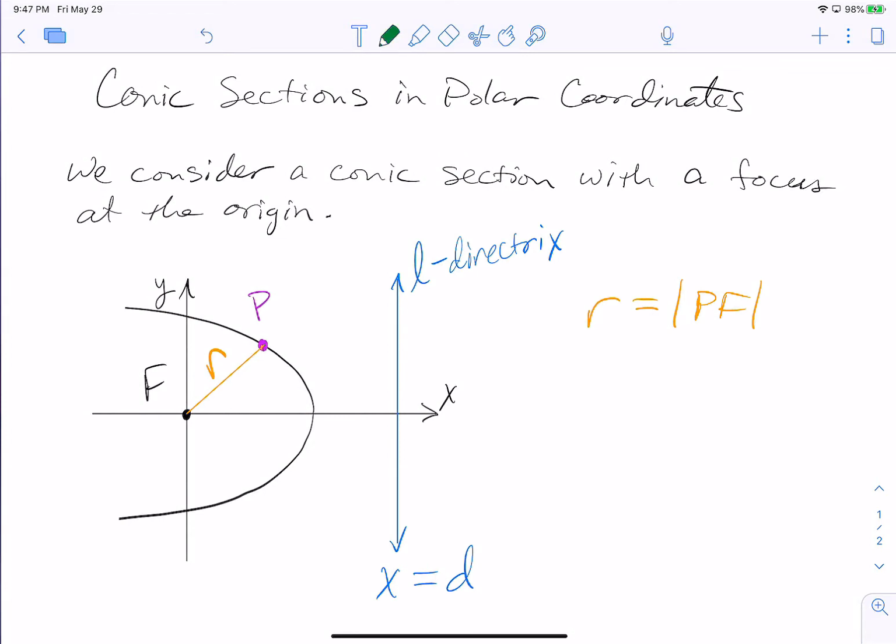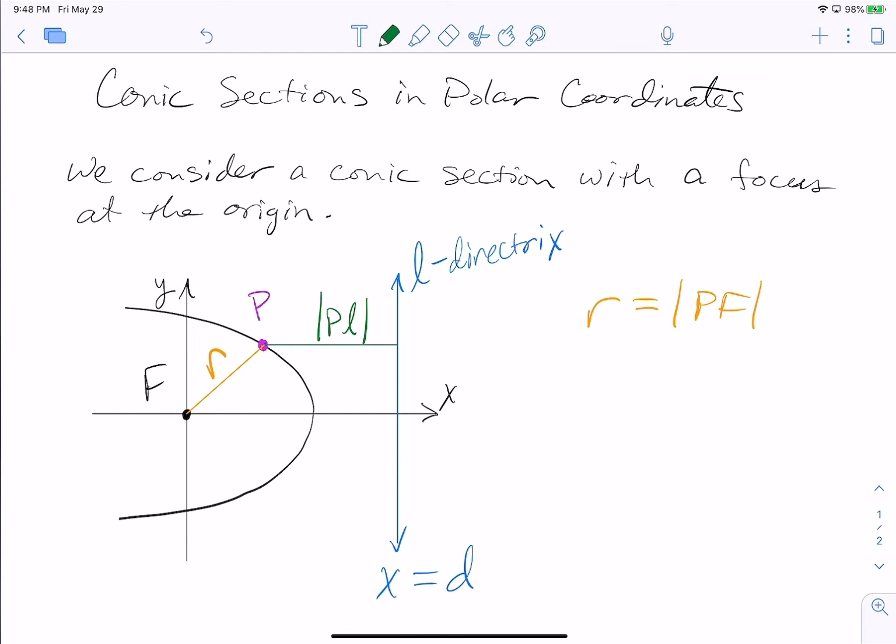There's a second distance that we're going to consider. It is the perpendicular distance between the point P on the curve and the directrix. We're going to call that distance |PL|, and it just means the distance between P and L. In order to come up with an expression for the distance PL, it would be useful if we had an x-coordinate for the point P.